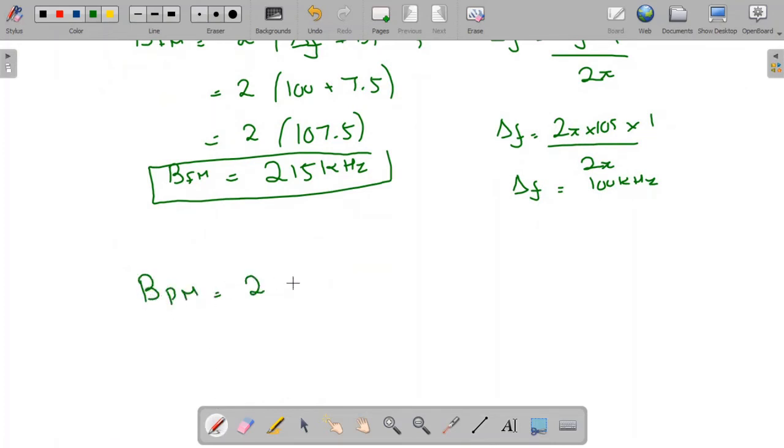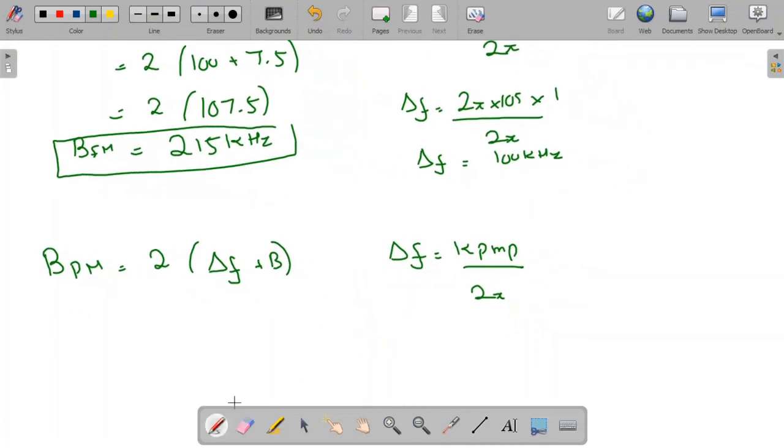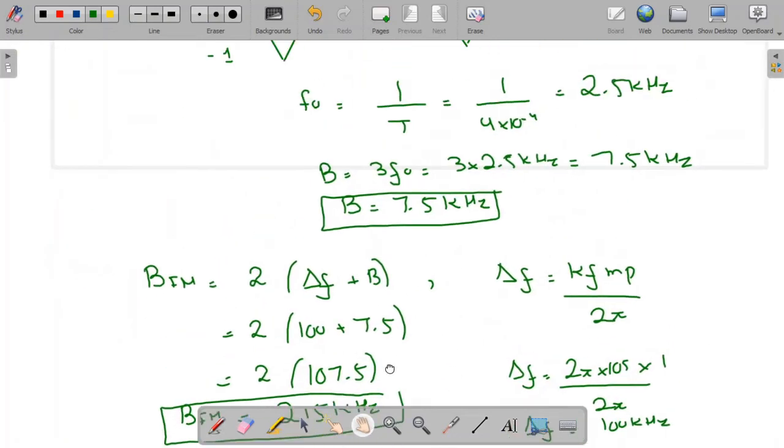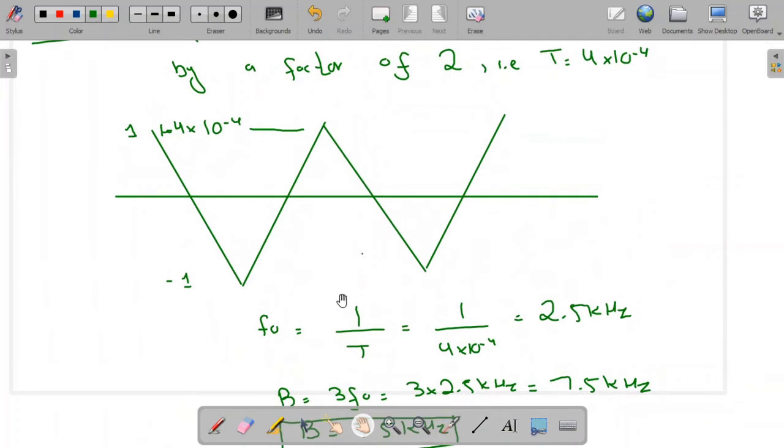That again is going to be equal to 2 into delta F plus B. We are going to use the same equation, where B again is 7.5 kilohertz. Again delta F is going to be equal to Kp Mp divided by 2 pi. But in this case Mp is the maximum amplitude of the derivative of the message signal. So we need to take the derivative of the message signal. For that, first of all, we need to find the equation of this line.